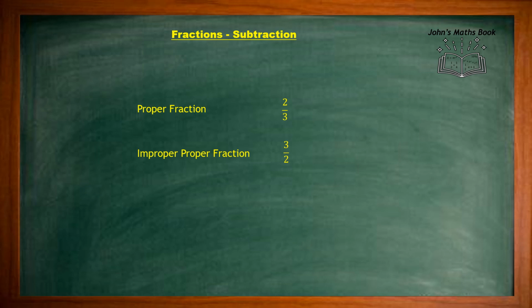So a proper fraction is where the numerator, which in this case is 2, is less than the denominator, which in this case is 3. An improper fraction is where the numerator, which in this case is 3, is greater than the denominator.